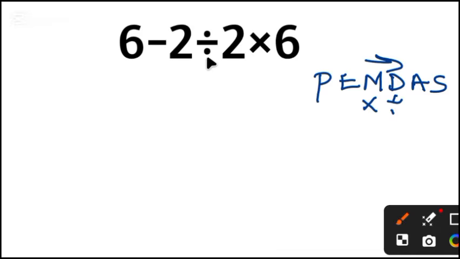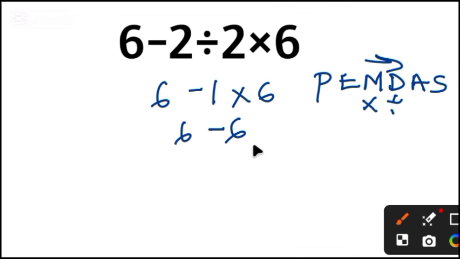So minus 2 divided by 2 will give us minus 1. So we bring down this 6 and then we'll bring down this multiplication by 6. Minus 1 times 6 will give us minus 6. So we have 6 minus 6, which will give us 0. So the correct answer to this equation is 0.